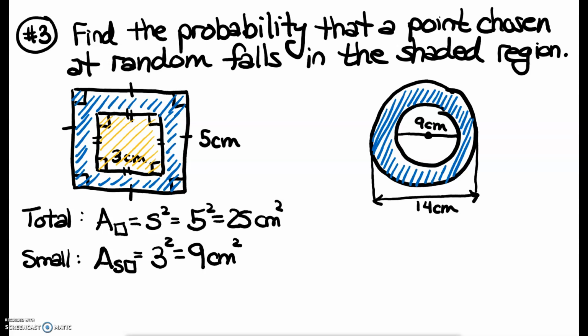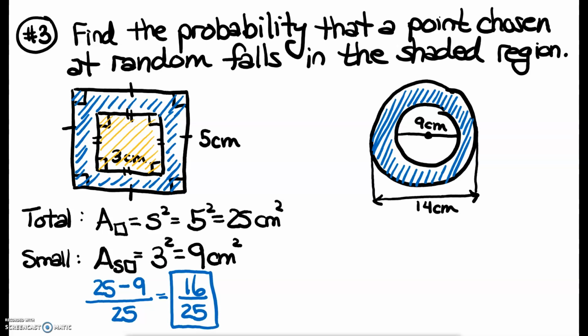So the probability of it falling in the shaded region is going to be the total area, 25, minus the small square, 9, all over the total area again, which is 25. So what is 25 minus 9? It is 16 over 25. So the probability that a random point falls in that blue area is 16 over 25.